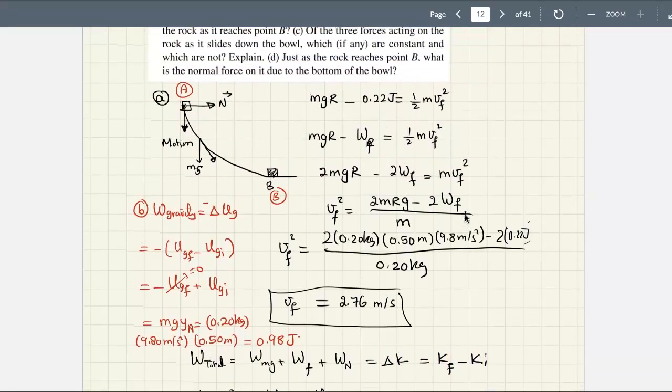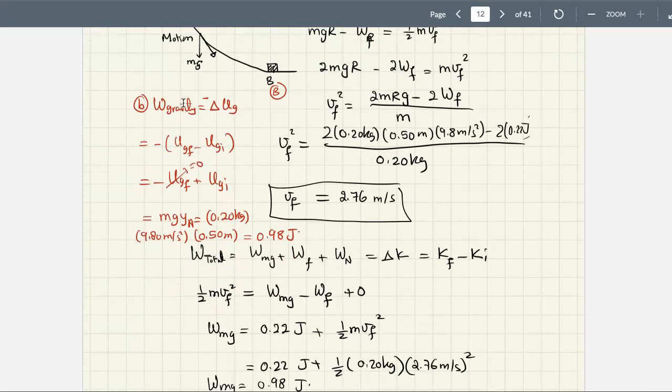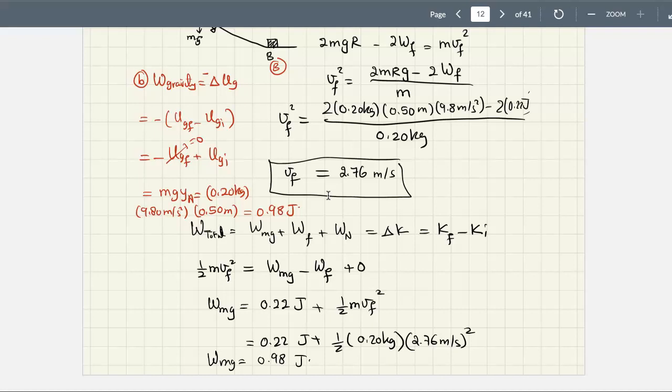I can use conservation of energy to find what is going to be the final velocity of the object at B. Because I can say here it was released from rest, then it has mgr, which is the gravitational potential energy, minus the work done by friction should equal the kinetic energy, and from that I can find what is going to be the final velocity.